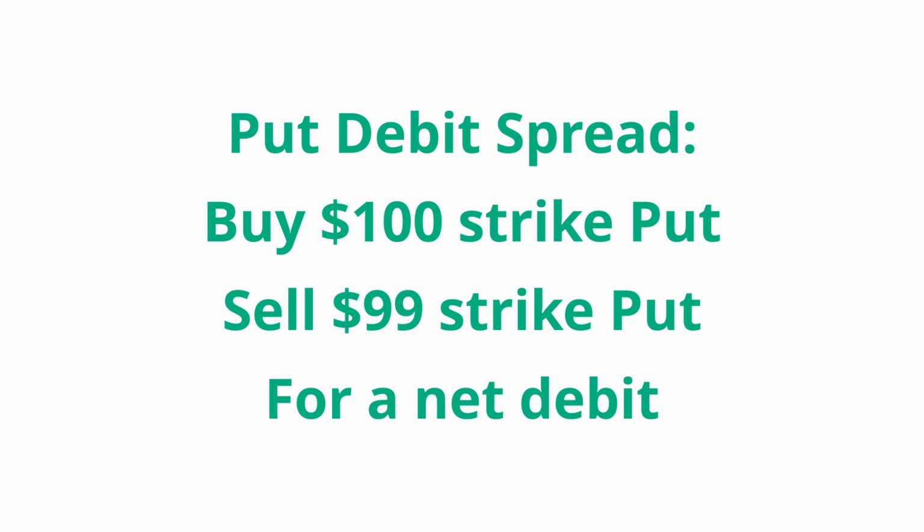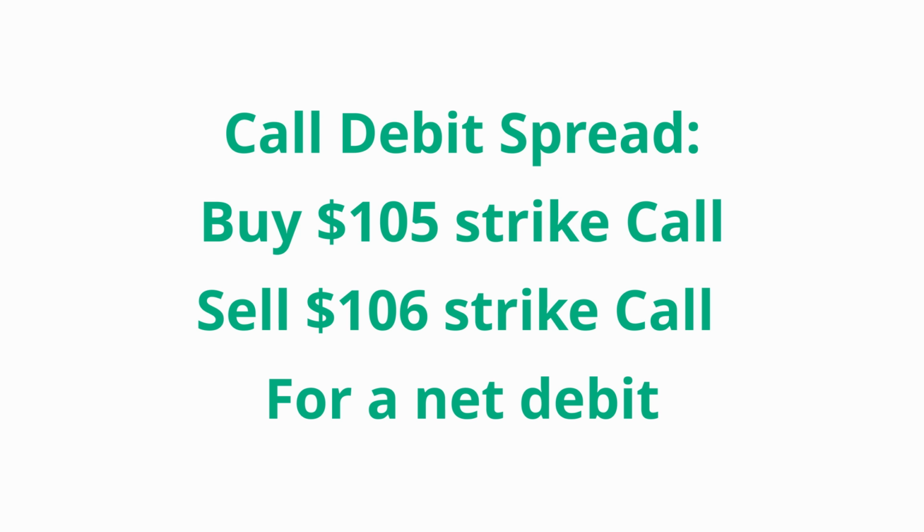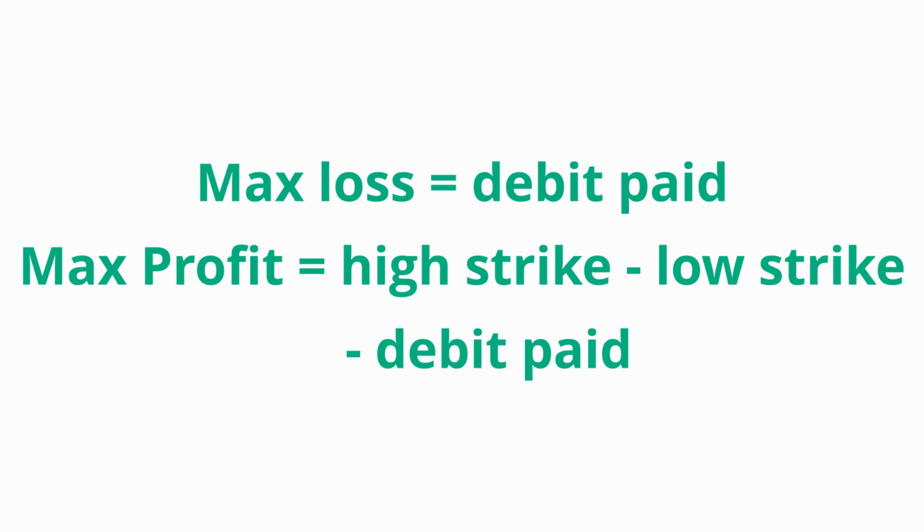In a put debit spread, a trader buys a put option at a certain strike price and sells another put option with a lower strike price for a net debit. While in a call debit spread, a trader buys a call option at a certain strike price and sells another call option with a higher strike price for a net debit. The maximum loss in a debit spread is limited to the debit paid to buy the spread, while the maximum profit is limited to the width of the strike prices of the spread minus the debit paid minus commissions and fees.